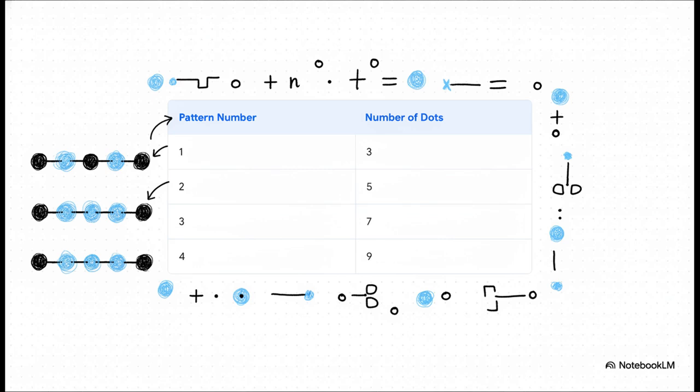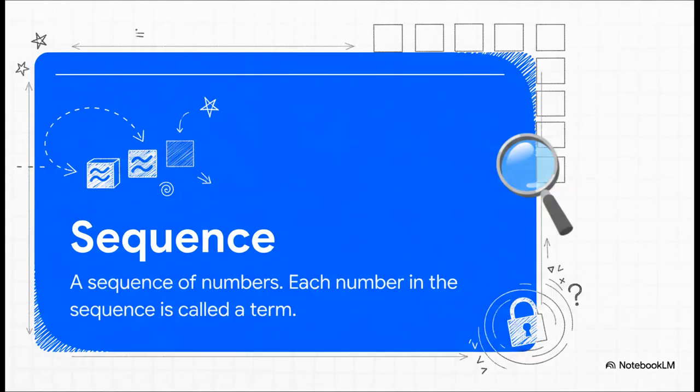So pattern 1, that's 3 dots. Pattern 2, 5 dots. Pattern 3, 7 dots. And yeah, the one we just figured out, pattern 4, that's our 9 dots. So what we've just made here is actually called a mathematical sequence. And a sequence is really just a fancy way of saying it's a list of numbers that follow some kind of rule. Each number in that list, we call a term. So for us, our sequence is 3, 5, 7, 9, and so on. Now that we have this, we can really start hunting for that hidden code.